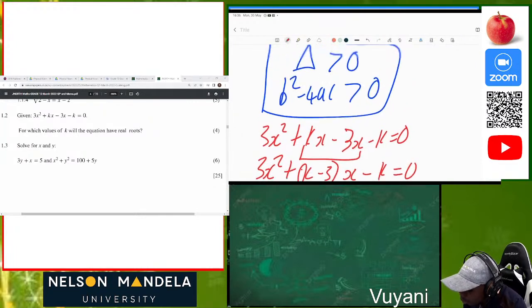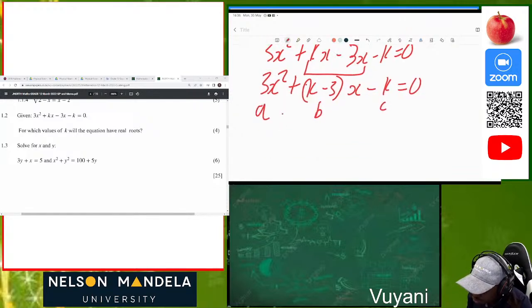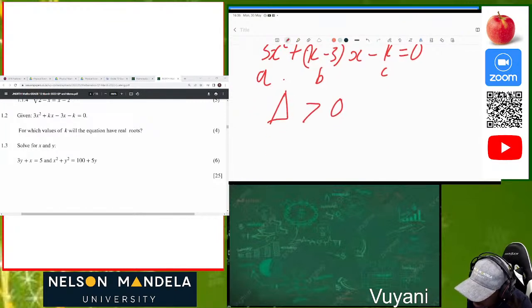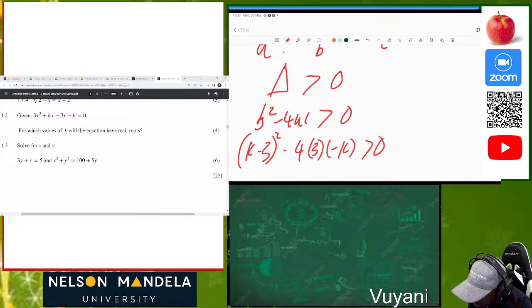From the original quadratic form, ax squared plus bx plus c is equal to 0. So this is our b, this is our c, and this is our a. When we are in need of real roots, the determinant b squared minus 4ac must be greater than 0. What is our b? Our b is (k minus 3) all squared minus 4. What is our a? Our a is 3. What is our c? It's negative k, greater than 0.